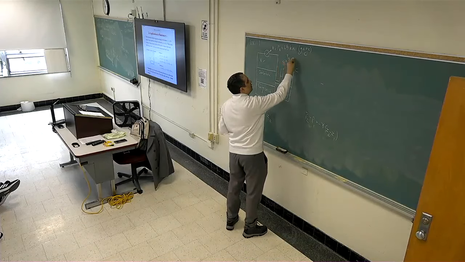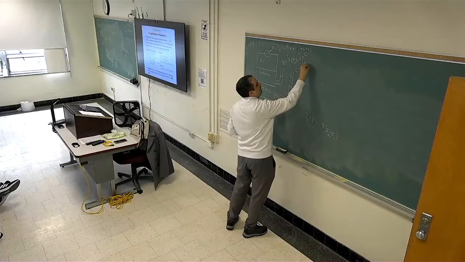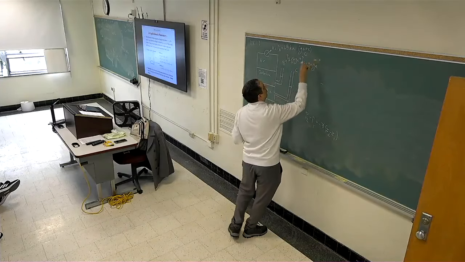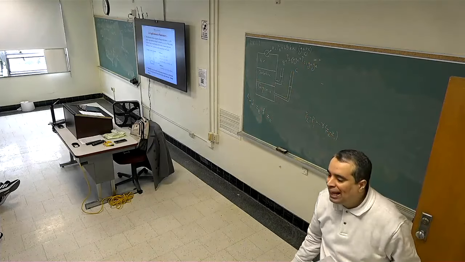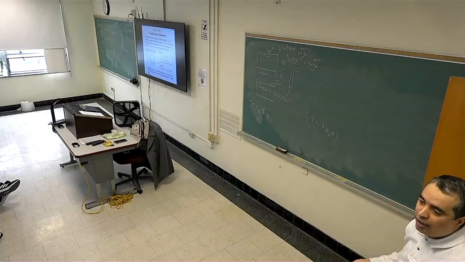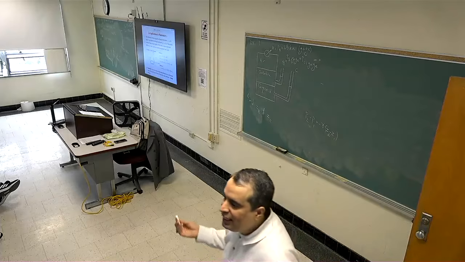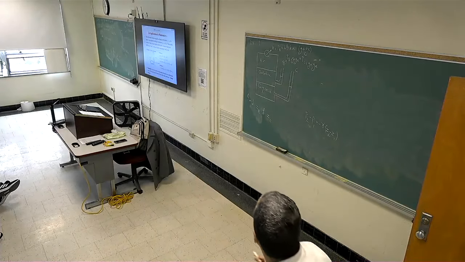Gauge pressure at C is 0. P at point B and P at point C are atmospheric pressure. So the gauge pressure is 0. Okay? The gauge pressure is 0.